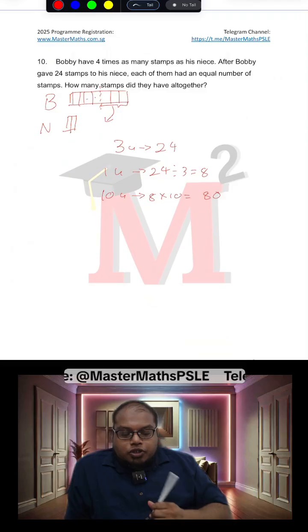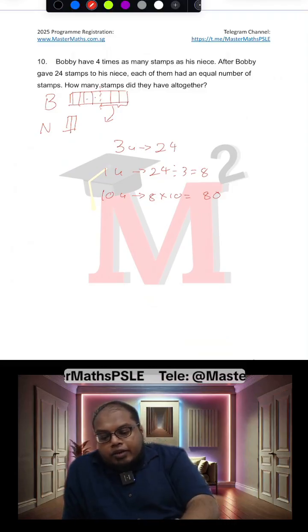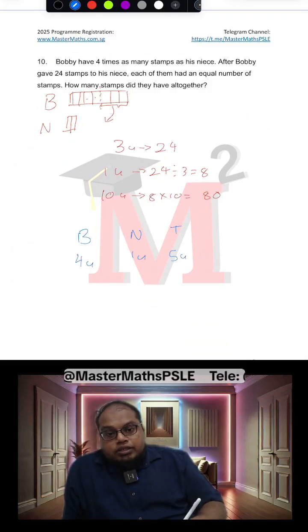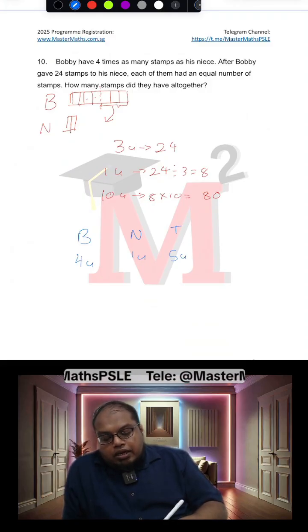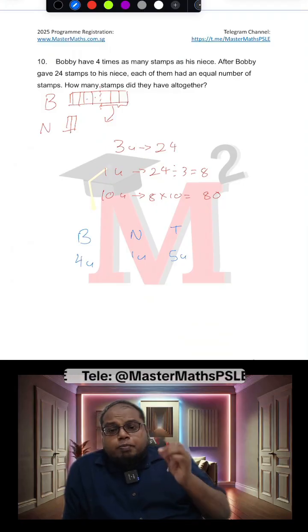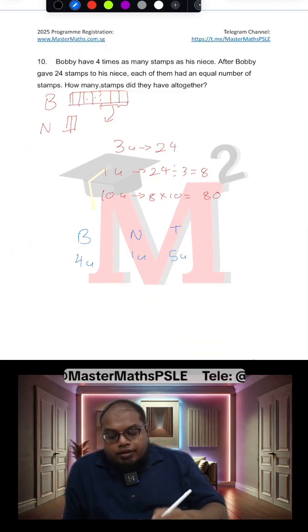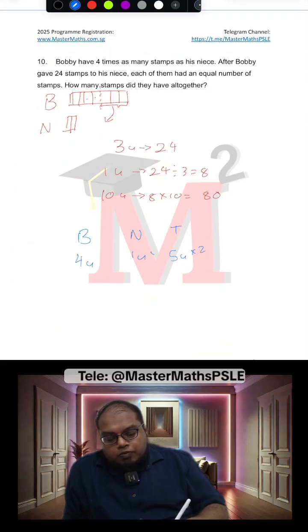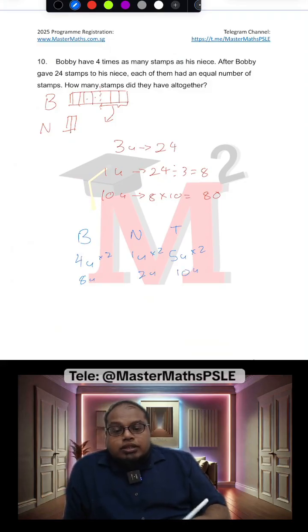Alright, now we are done with the Kahoot. I'm just going through the solution. So the other way to do this is that Bobby and Denise, 4 units and 1 unit, total will be 5 units. Then in the end, I want to split these 5 units into 2, because they have equal amounts. So what I do is I times 2, times 2, times 2. So it becomes 8 units, 2 units, and 10 units.